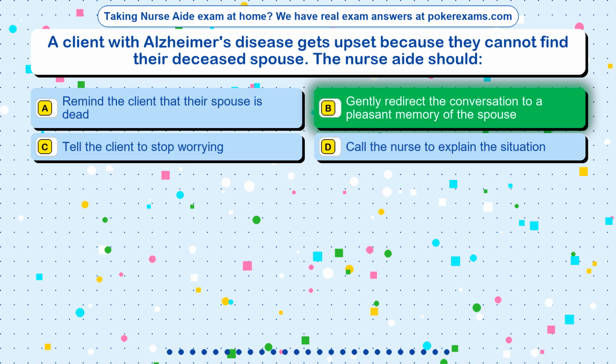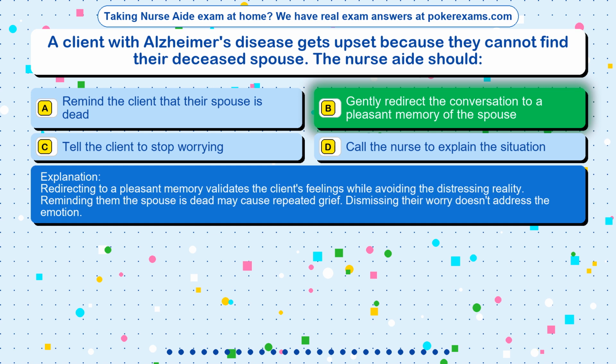The correct answer is option B. Gently redirect the conversation to a pleasant memory of the spouse. Redirecting to a pleasant memory validates the client's feelings while avoiding the distressing reality. Reminding them the spouse is dead may cause repeated grief. Dismissing their worry doesn't address the emotion.